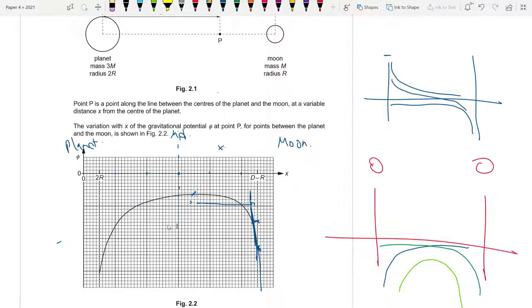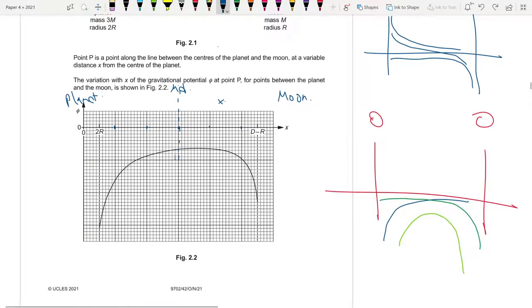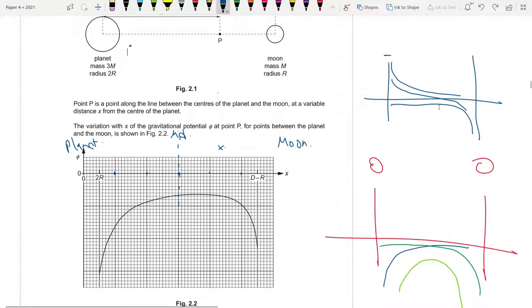So let's try to understand what's happening. We have a moon on the right hand side and we also have the planet on the left hand side. This point P is variable, it moves between these two, right? So always remember the variation in potential between two planets will always be this inverted U, and the variation in field strength will always be like this. There will be a neutral point in the middle because gravitational field lines are directed radially inwards, so they are in opposite directions, so they cancel out at one point. Okay, remember that.